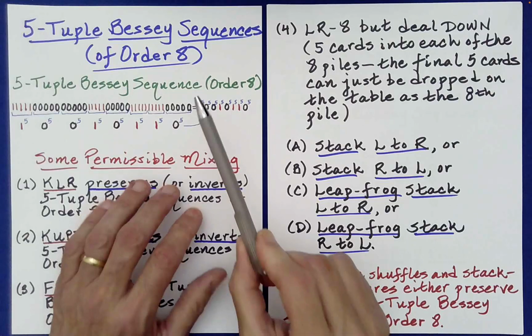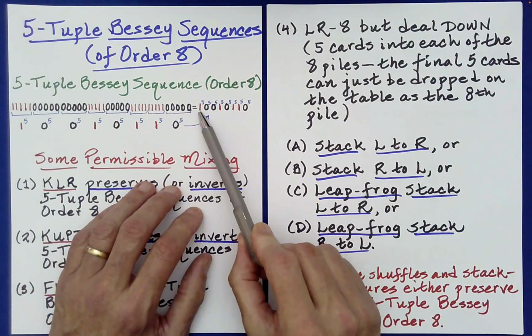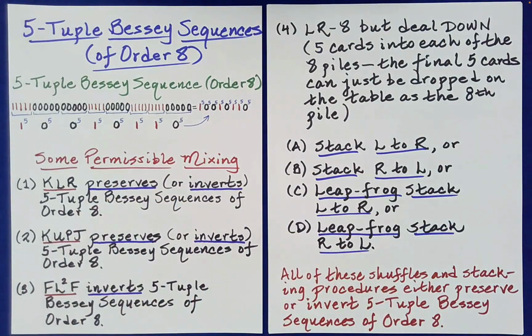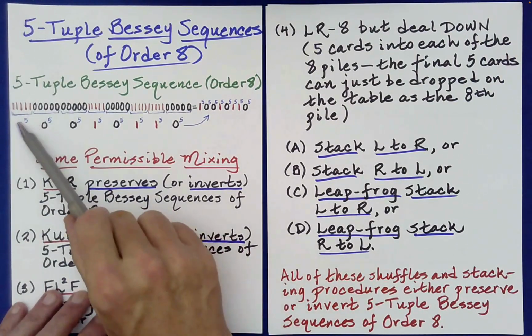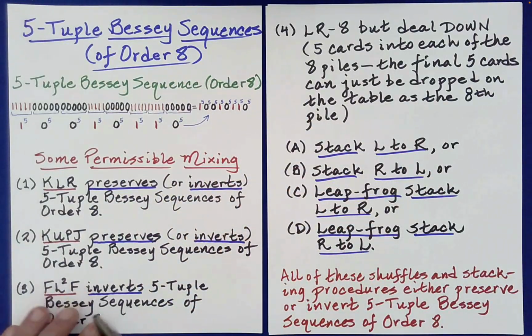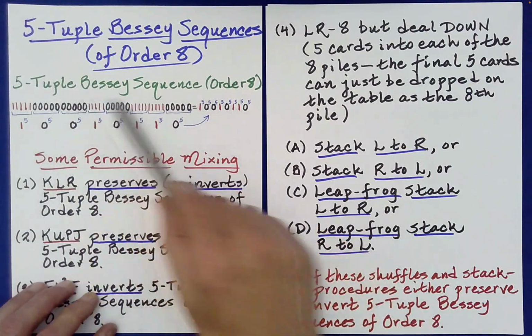And then at the heart of it, you can see a Bessey sequence of order 8. 1, 0, 0, 1, 0, 1, 1, 0. So at the very heart of this, the Bessey sequence of order 8 is going to make all of this possible. Now, I'll tell you in a minute how I built the packet, but right now we're just taking a bird's eye view of what it is we did. So imagine the packet of cards that I had set up and displayed for you to look at. And then we can perform quite a bit of mixing. I've just listed a few here that will not harm this 5-tuple Bessey sequence.